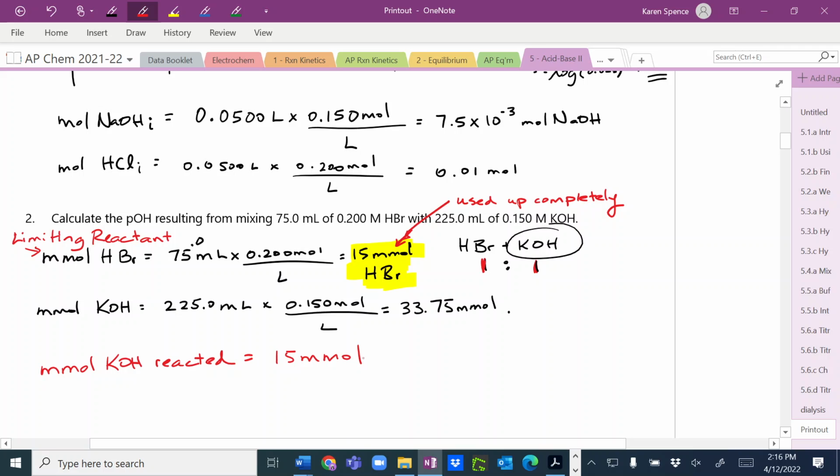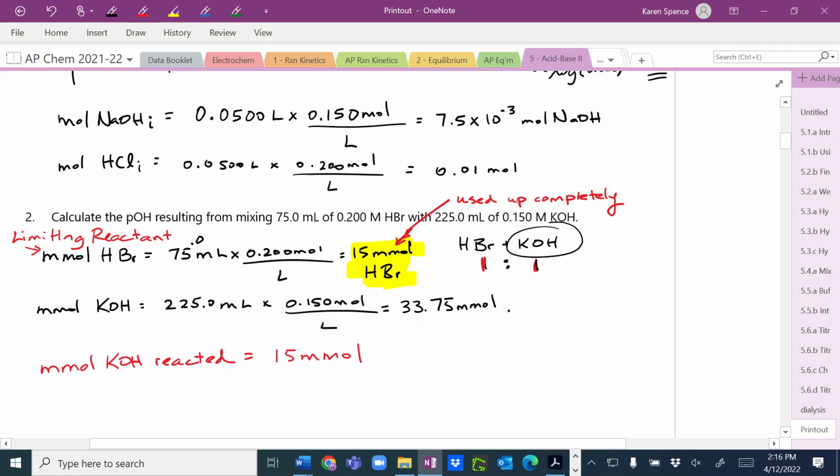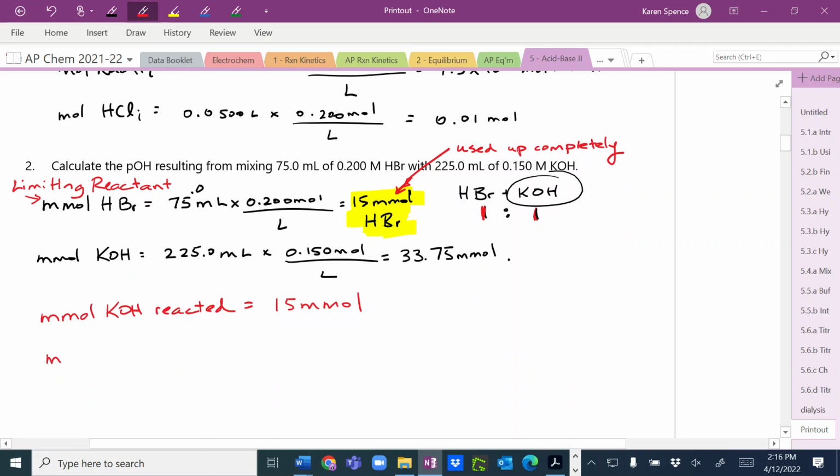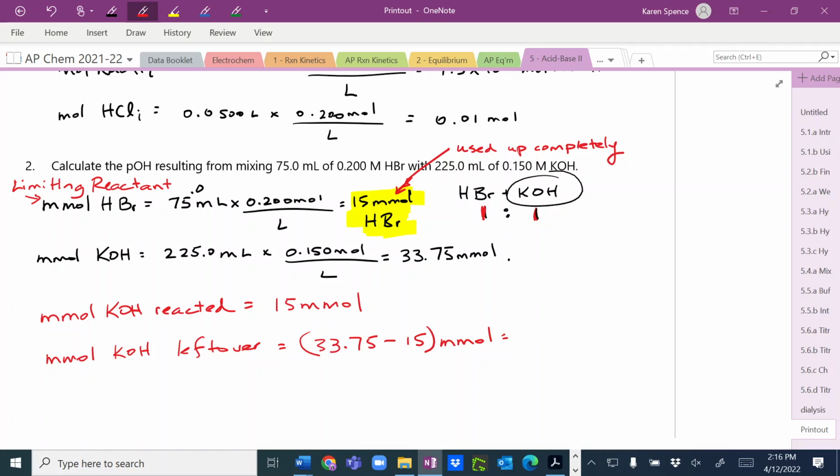Okay. And so then the millimoles of KOH left over is equal to 33.75 minus 15. And you can just put brackets around that and millimoles on the outside so you don't have to write it twice. And you get 18.75.